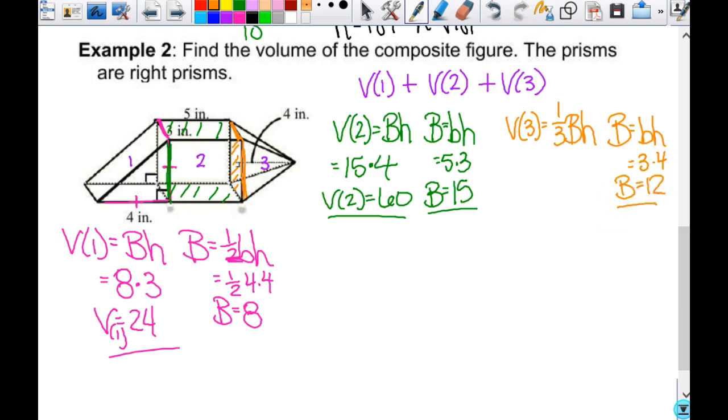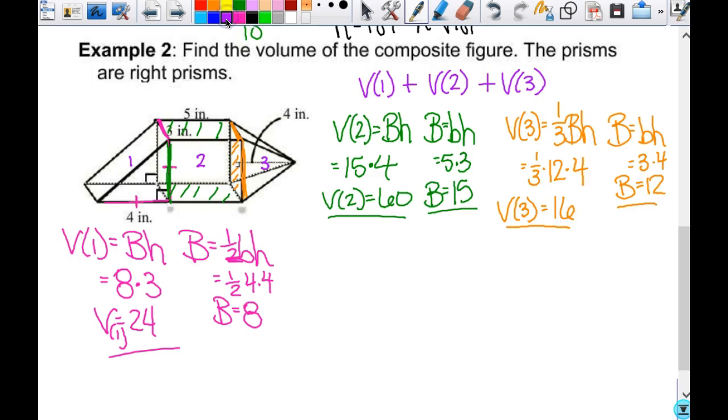Are you confused as to why? Okay, you got it now? Okay, that's fine. So we get 1/3 times what's big B? 12. What's the height? 4. 1/3 of 12 is 4, times 4 is 16.